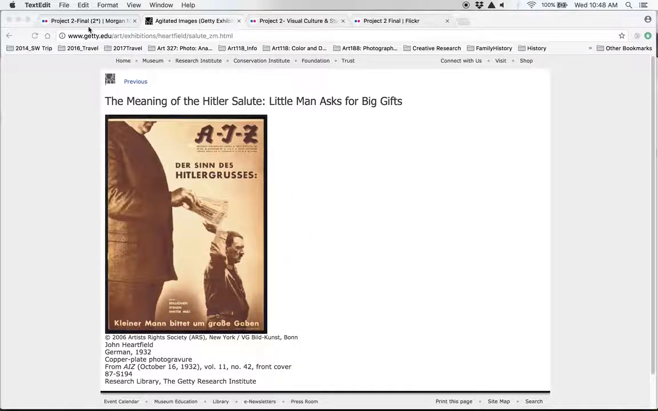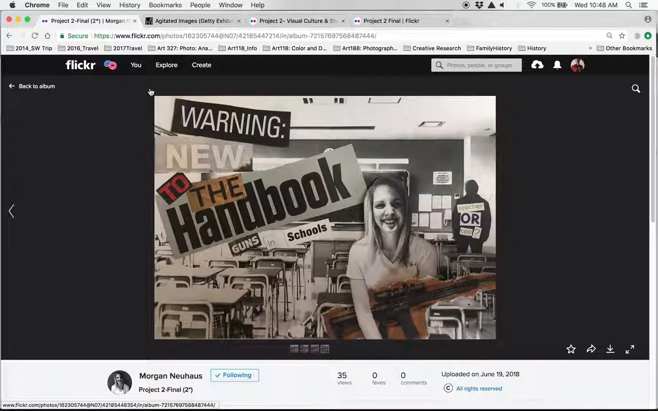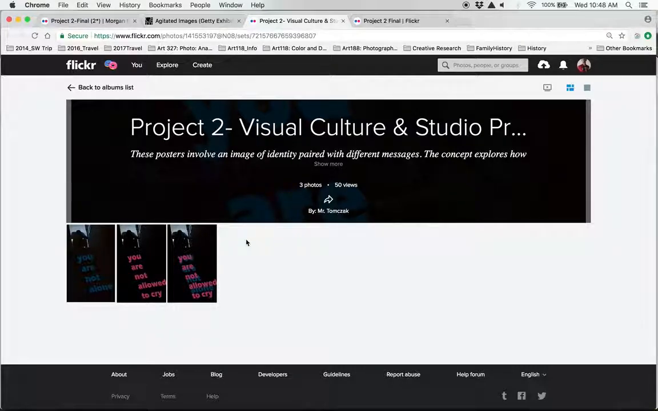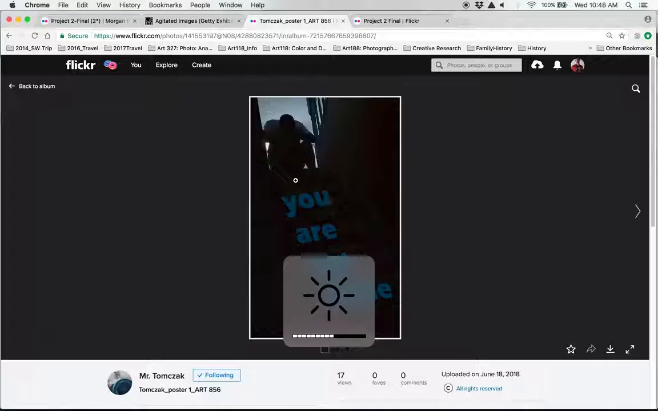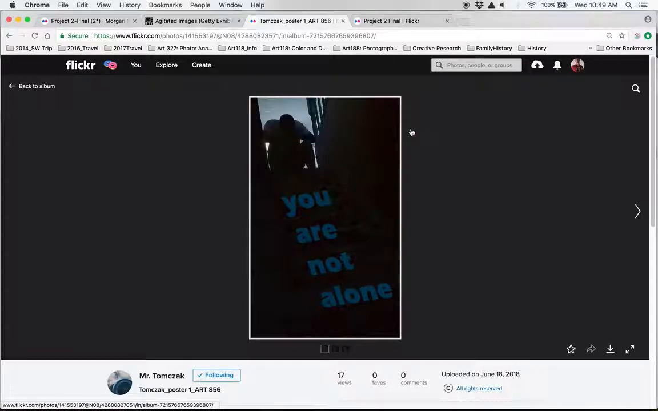I think overall you did a good job with those posters there. We'll move along and look at the next person. We're going to look at Jeremy's posters. I'm going to turn my brightness up a little bit just to see this.